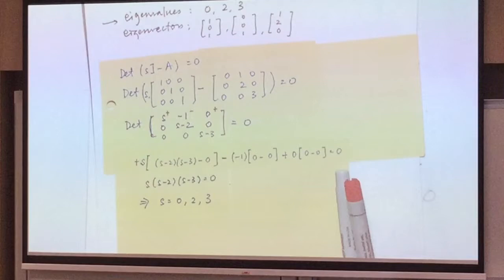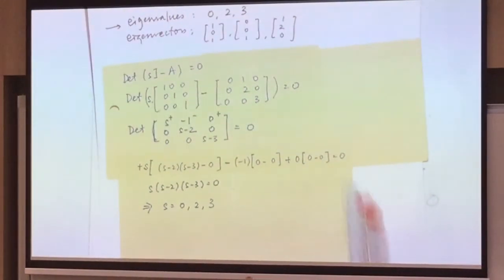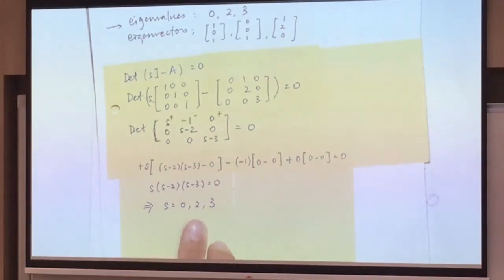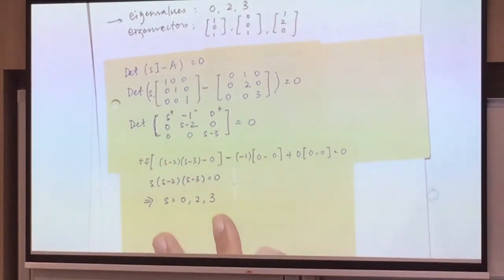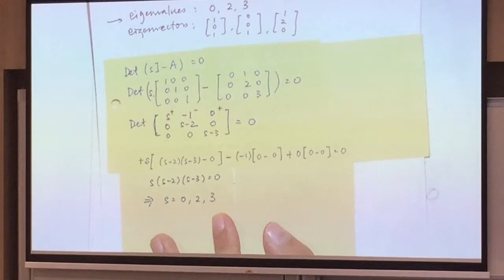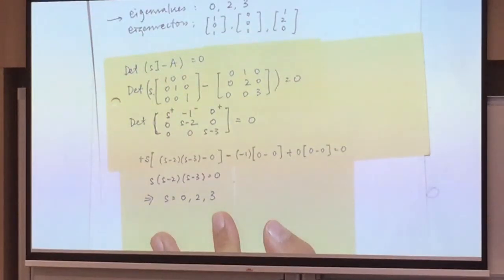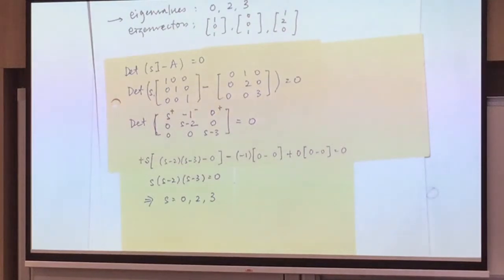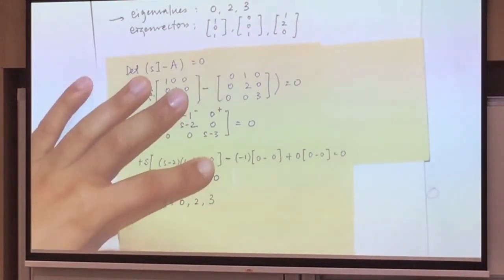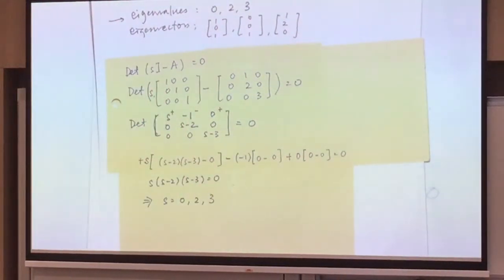And you equate the entire determinant to 0. So you end up with this. And it's very obvious that s is 0, 2, and 3. Okay? So this is also one way for you to identify your eigenvalues. Okay? Alright? So now do you understand eigenvalues and eigenvectors?